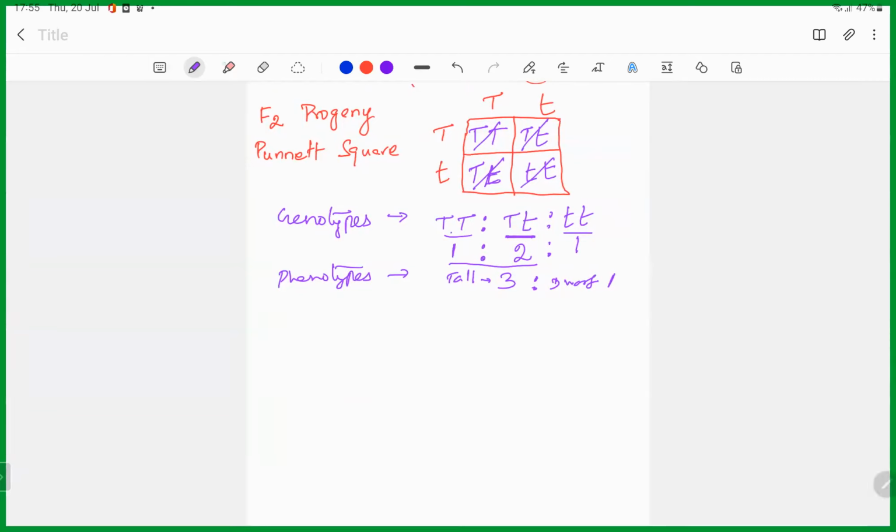Phenotype. Just a minute. How many are tall? This also looks tall. One tall plant. And here, these two, even though heterozygous, phenotypically how do they look? Tall. And this looks dwarf. So in total, 2 plus 1, 3 look tall and 1 looks dwarf. So 3:1 ratio. Okay, fine.